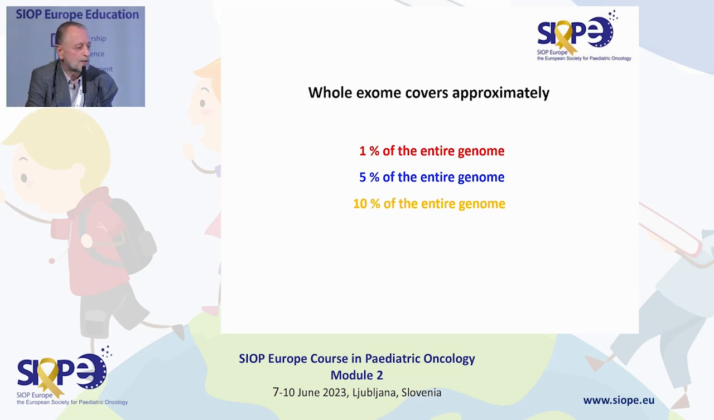So here's the next question. What do you think? Whole exome covers approximately 1% of the entire genome, 5% of the entire genome, or 10% of the entire genome? That's a bit mixed now. It's about 50-50, I would say, between red and blue, and a few yellow.